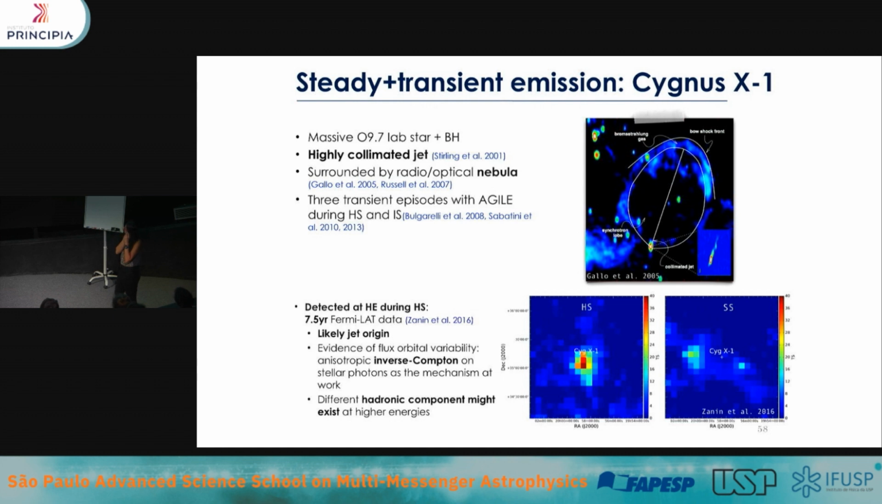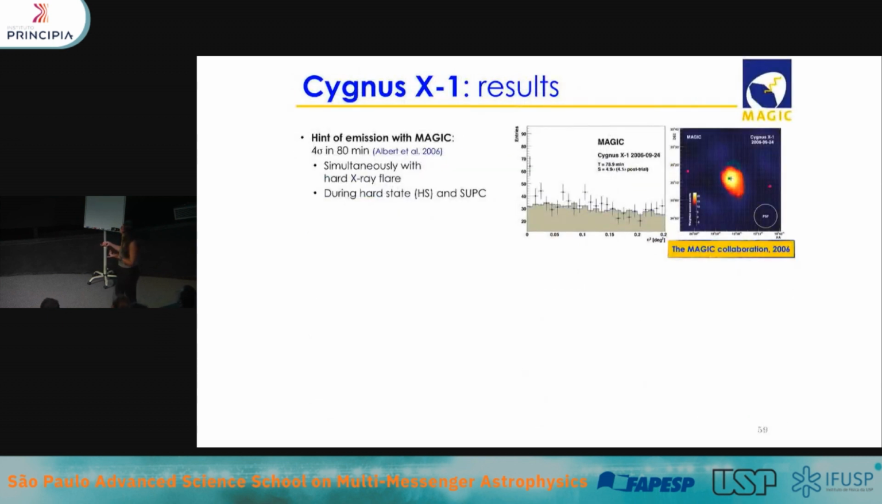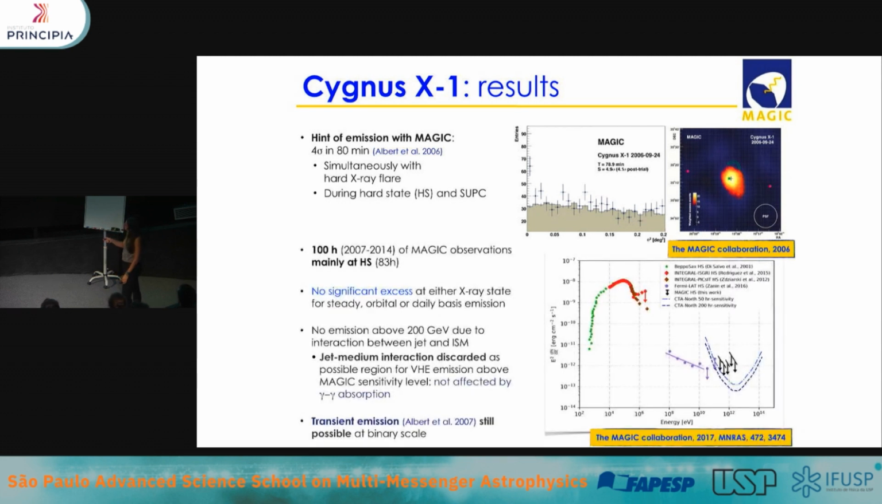And in this case, the emission is likely from inverse Compton on the stellar photons, although you might expect a different component at higher energies. At higher energies, a long time ago, MAGIC saw a 4.9 sigma significance, 4.9, and we didn't claim a detection, okay? In only 80 minutes of observation. It was simultaneous to a hard X-ray flare, also during one of these hard states where you have the jet emission. And then after accumulating more than 100 hours during the hard state mainly, we have not yet detected Cygnus X-1. So this says that either you need to accumulate much, much more hours to be able to detect it, but transient emission is still possible.